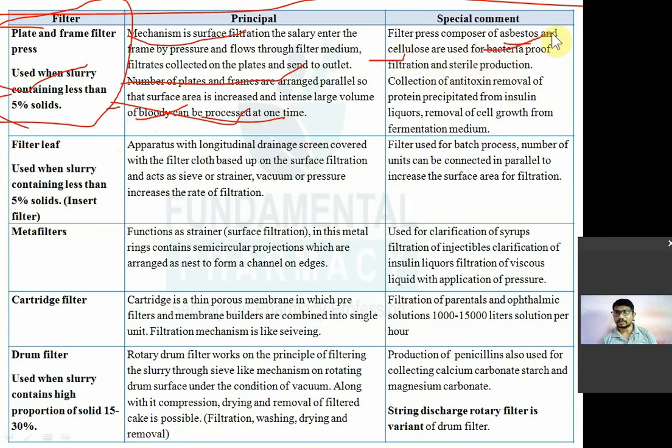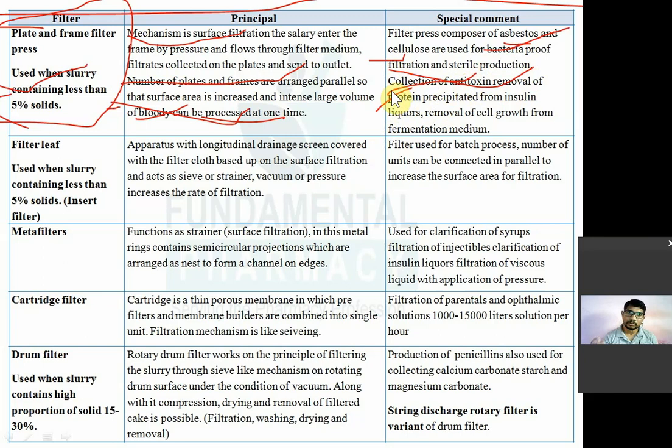In this, the filter has a longitudinal drainage screen covered with the filter cloth, so it has a leaf-like structure. In the leaf there is a big mid rib, and on the other sides there are margins. The mid rib will act as a drain and the leaf will act as a filter medium. So this apparatus, with the longitudinal drainage screen covered with the filter cloth, is based upon surface filtration and acts as a sieve strainer.